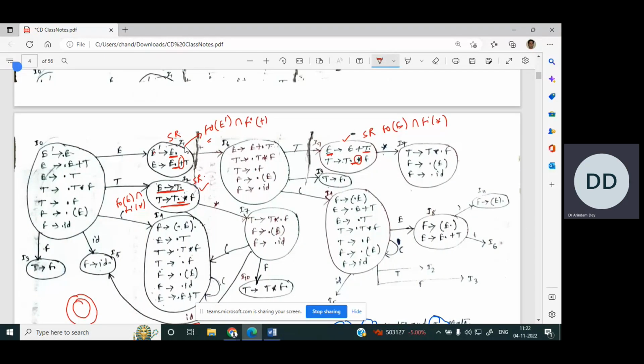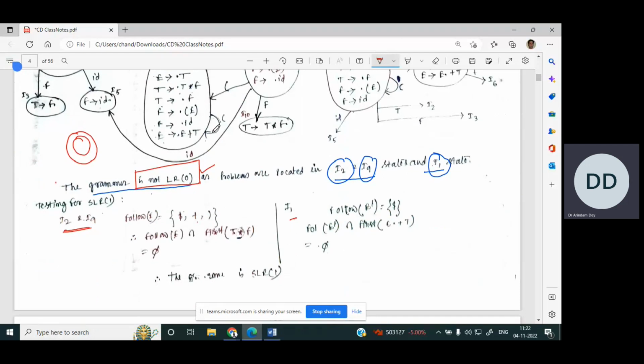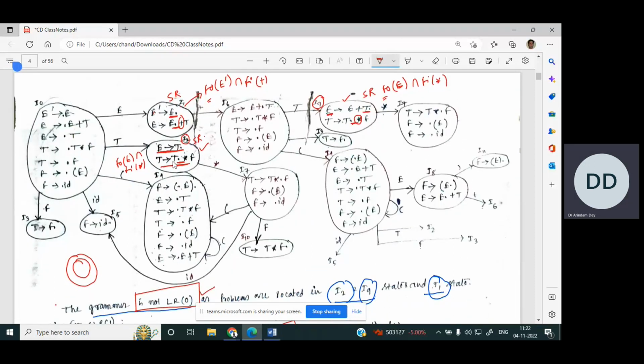For the I2 state and the I9 state, our findings are similar because we are finding follow of E and first of star. That is the reason I have made it in a single format over here. I2 and I9, one case I have taken, and for I1 another case I have taken. Now what is the follow of E? We have to check the follow of E. Now let us check it.